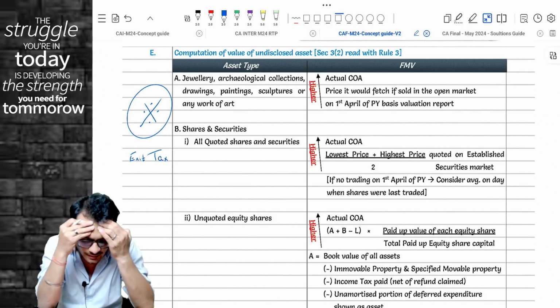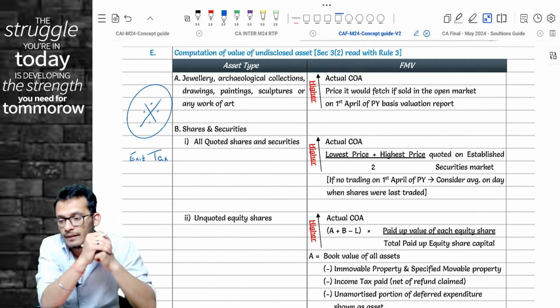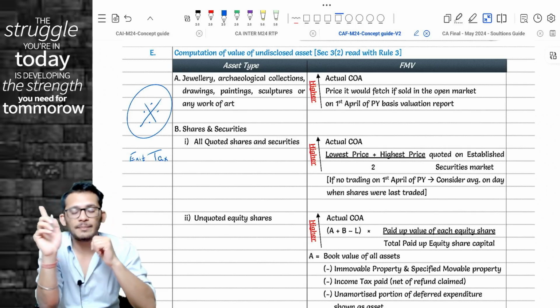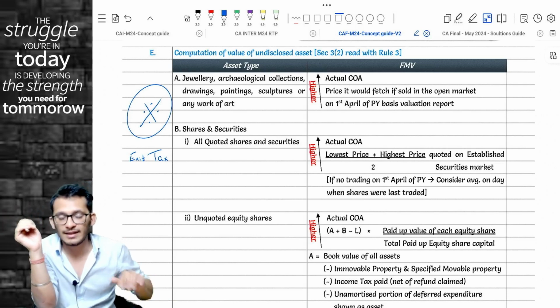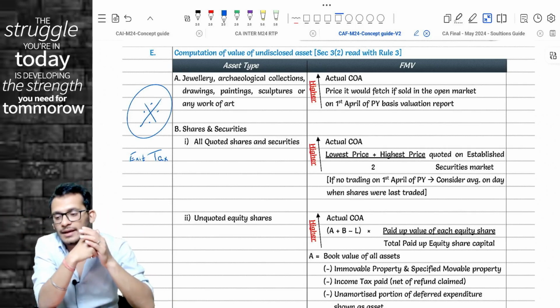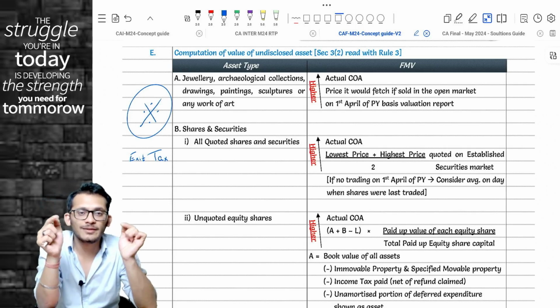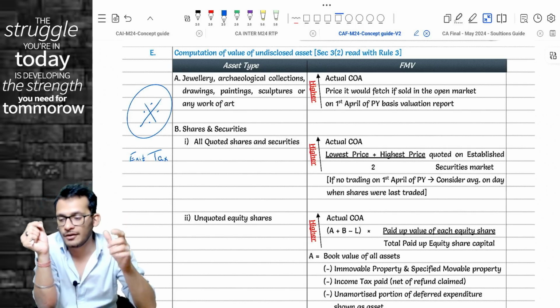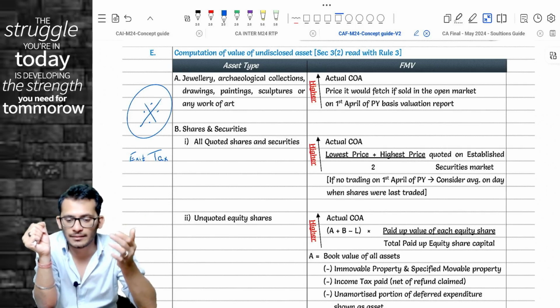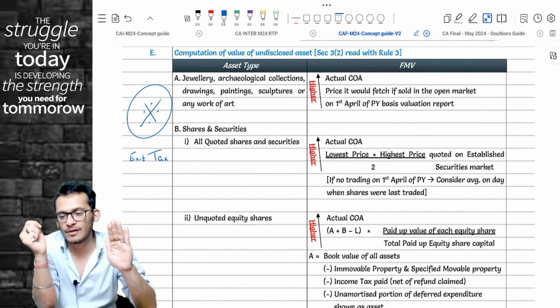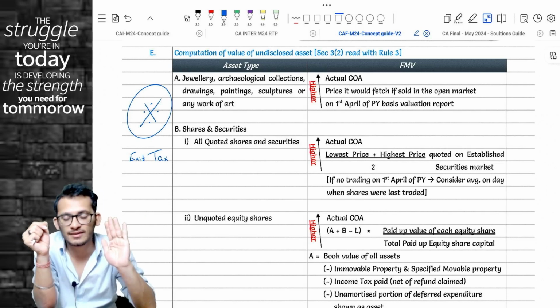Exit tax, where did we discuss it? We discussed it in the chapter called charitable organization. There we said if the charitable organization is going to violate any conditions, then the price at which it is going to be sold today or the fair market value, we'll take whichever is higher. Same concept. Read it one by one. You'll see the same concept.